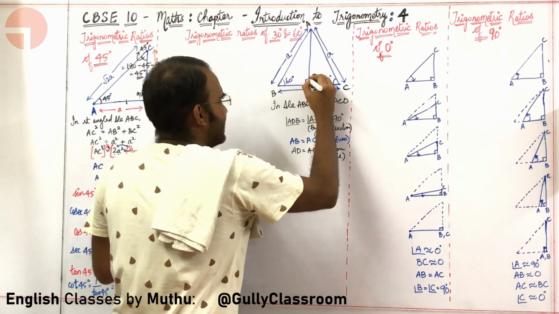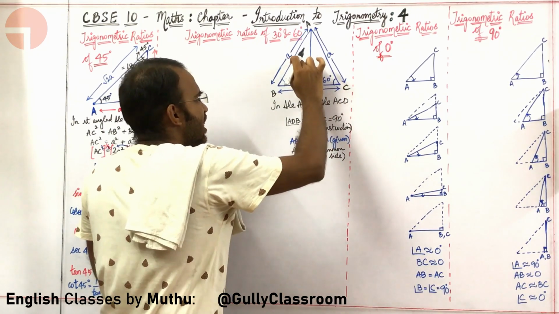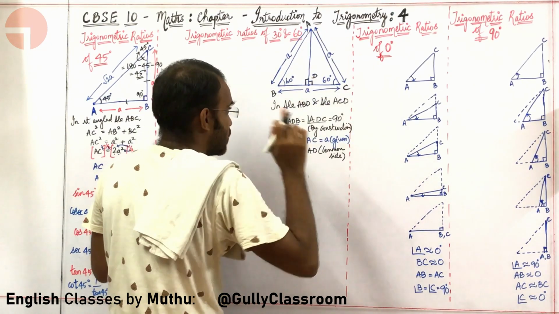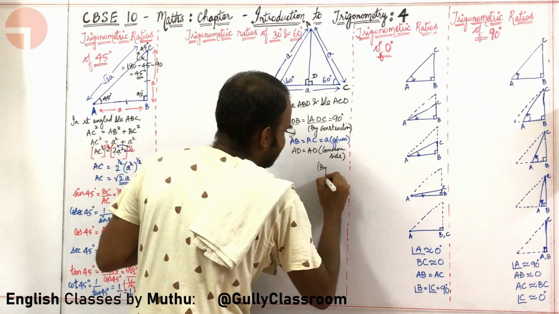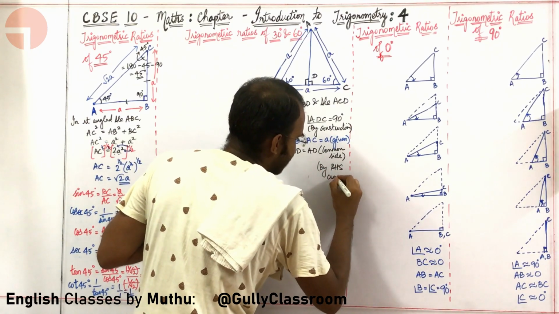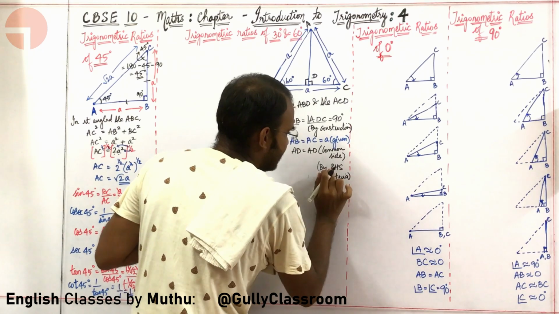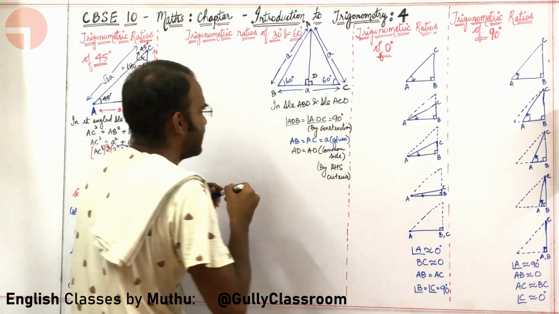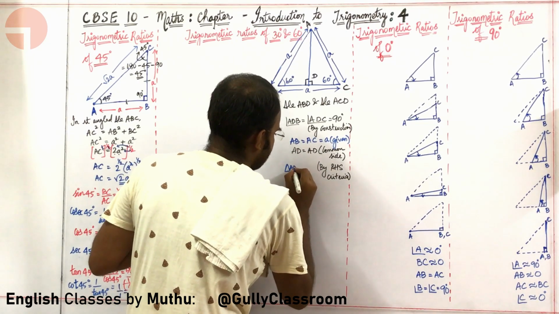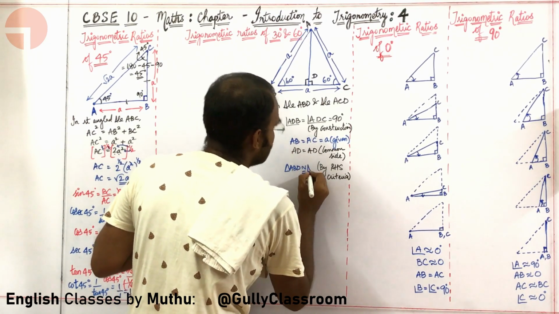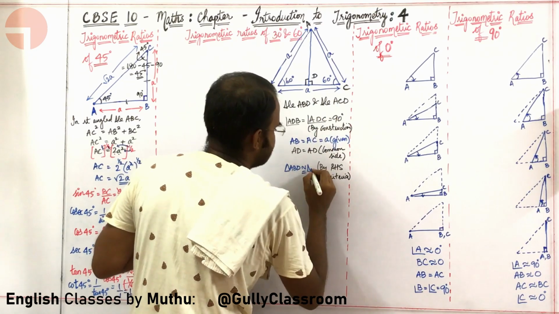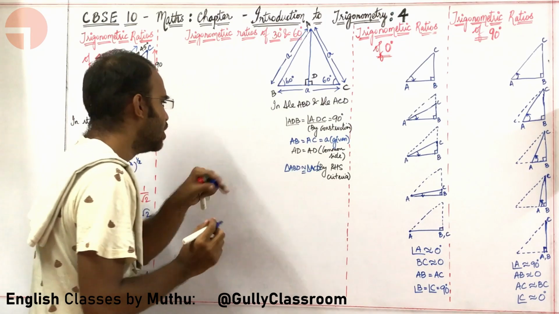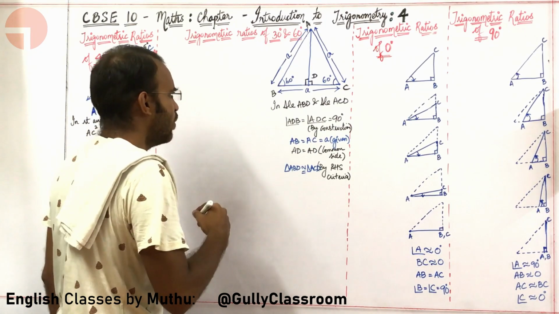Kindly check. Right angle and right angle are equal. Hypotenuse and hypotenuse are equal. Another side is equal. So, by RHS criteria, right angle, hypotenuse, side criteria, triangle ABD is congruent to triangle ACD. Triangle ABD and ACD are congruent to each other. Awesome, sir. What next?